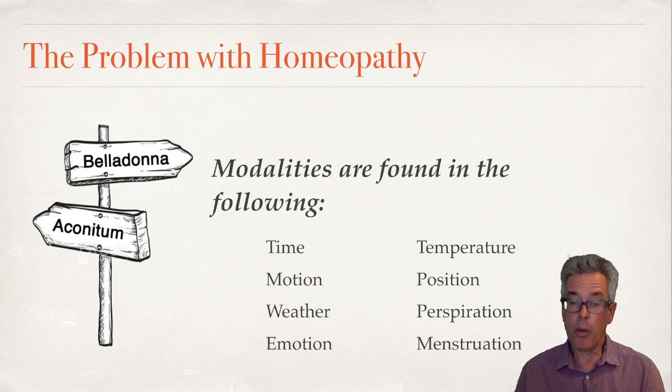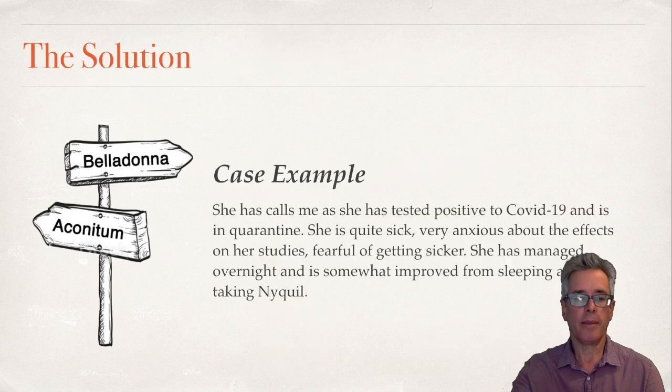An important point about modalities is that there are two types. There are those that affect the person as a whole, and then those that affect an organ or a system particularly. So that's important because in that information is where we find the details. So I'm going to give an example case of a young patient.